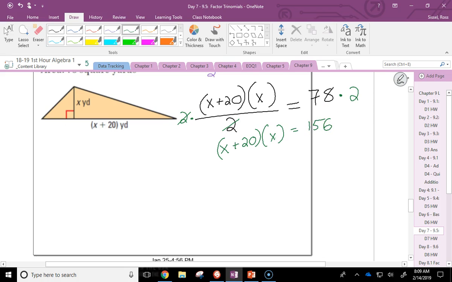What do you think you're going to do first? Zoe? Nope. We can't subtract the 20 because even though it's x plus 20, that's timesing an x. So I can't just subtract. Yeah, we want to factor this out. So if I do that, this will become x squared plus 20x.